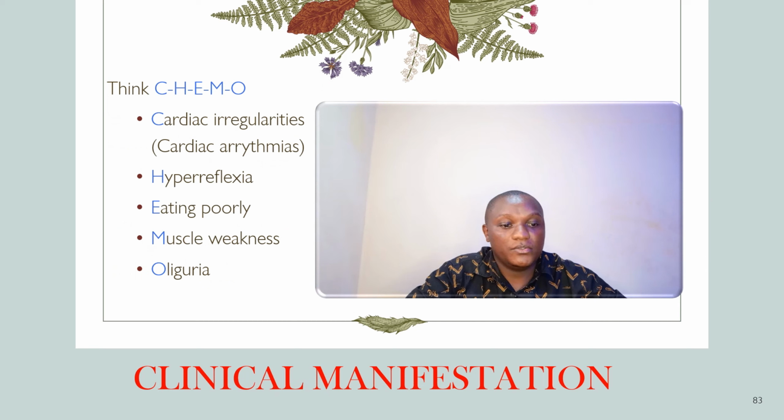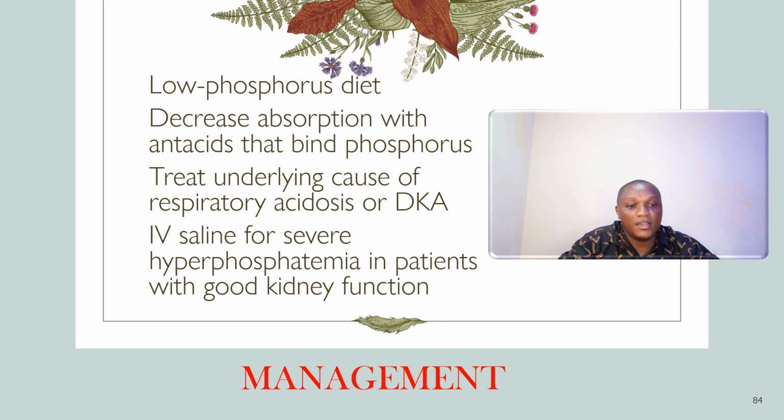Clinical manifestations of hyperphosphatemia. When the phosphorus are high, you can think chemo. This is cardiac irregularities. There will be cardiac arrhythmias, hyperreflexia, eating poorly, that is a lack of appetite, muscle weakness, and oliguria. How do you manage hyperphosphatemia?